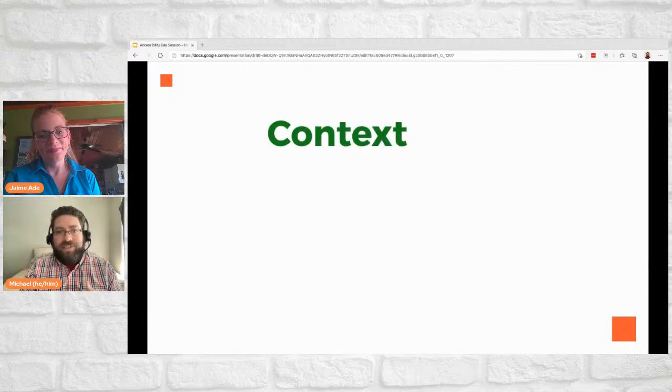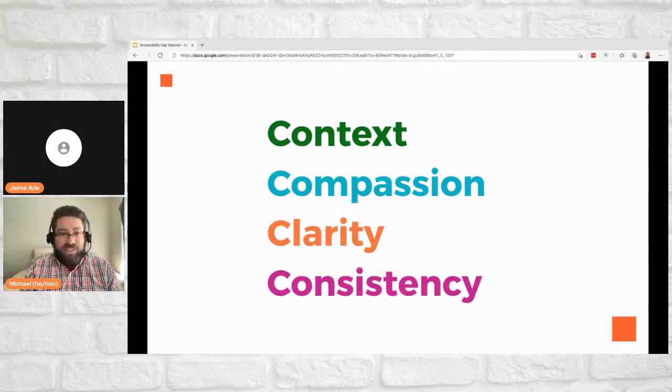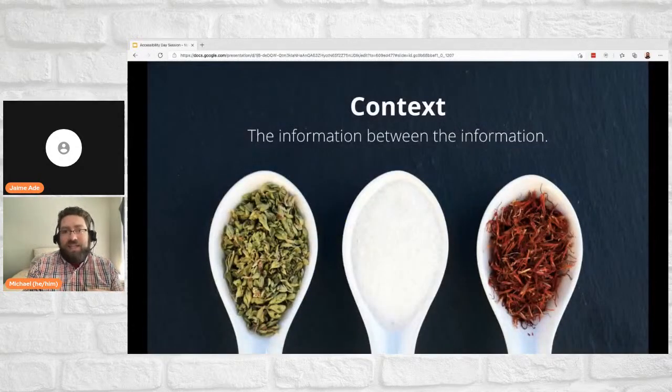So the first characteristic is context. The second is compassion. The third is clarity. And the fourth is consistency. So let's break down each of these. Context in design is the information that exists between the information.